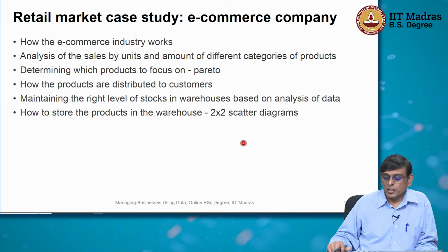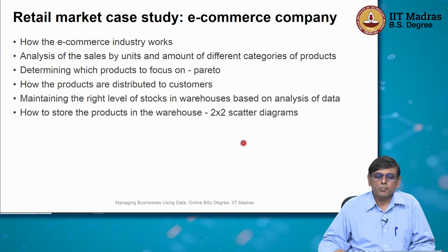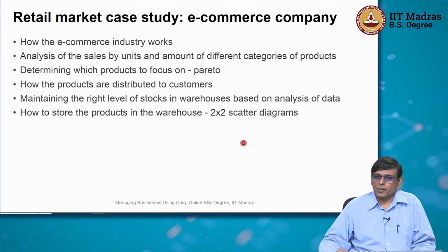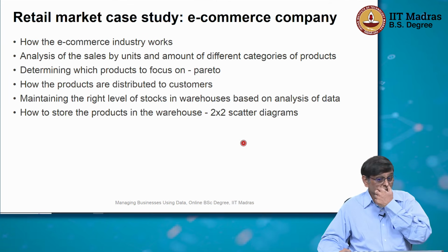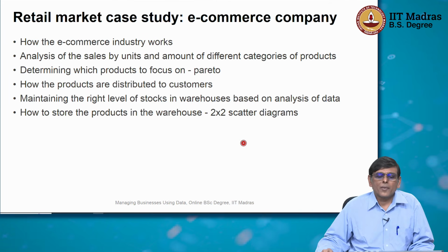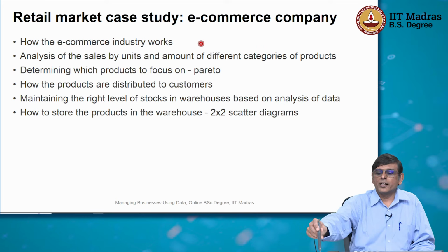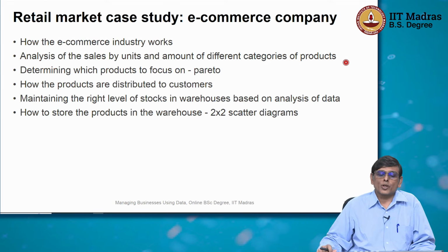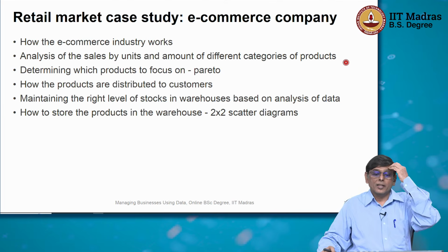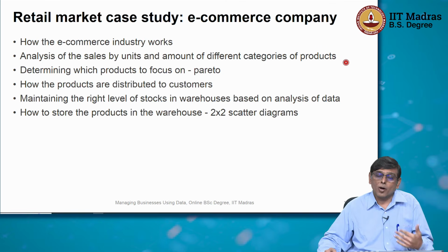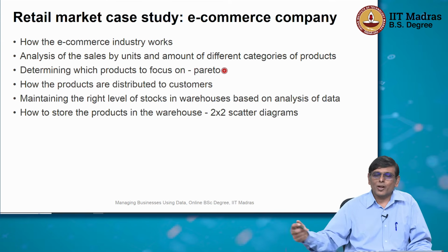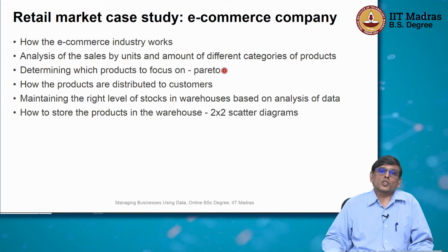The first case study we will do is based on an e-commerce company, right? A Flipkart-like company, let us say. So when we look at the data sets from that company, you will understand how e-commerce works. You will understand how to analyze the sales of the e-commerce company in terms of the number of things sold, different categories of things, which is selling, which is not selling, and so on. And from that you can determine using Pareto, as I have already discussed. We will be able to use Pareto to figure out which products to focus on.